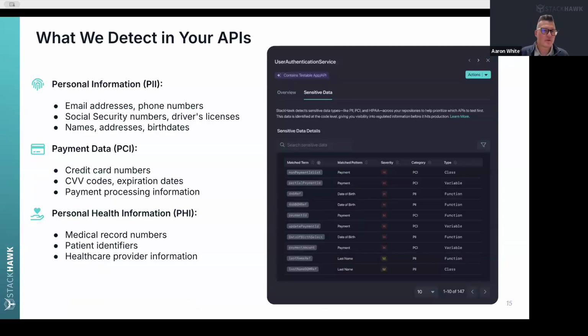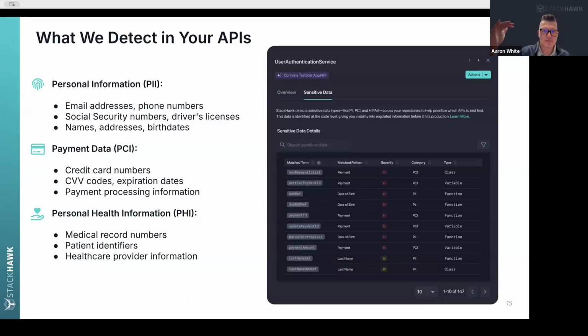So what are we detecting? Currently we're looking for personal information, PII, so email addresses, social security numbers, names, birthdays, things of that nature. Payment processing data, so PCI, so credit card numbers, CVV codes, expiration dates, payment processing information, and personal health information, PHI, so medical records, patient identifiers, health provider information, things like that.